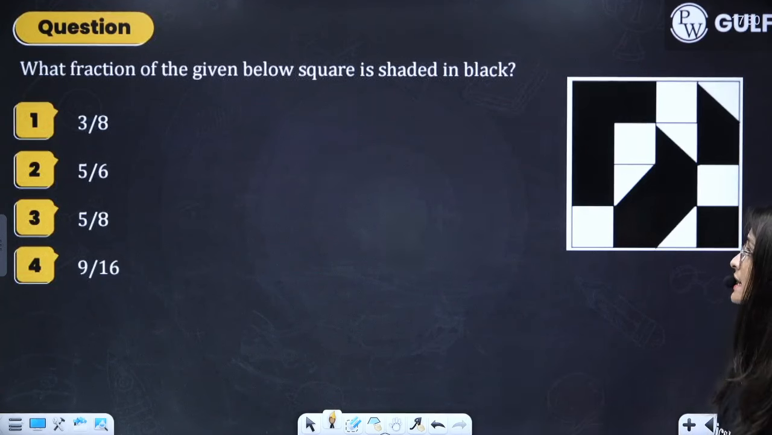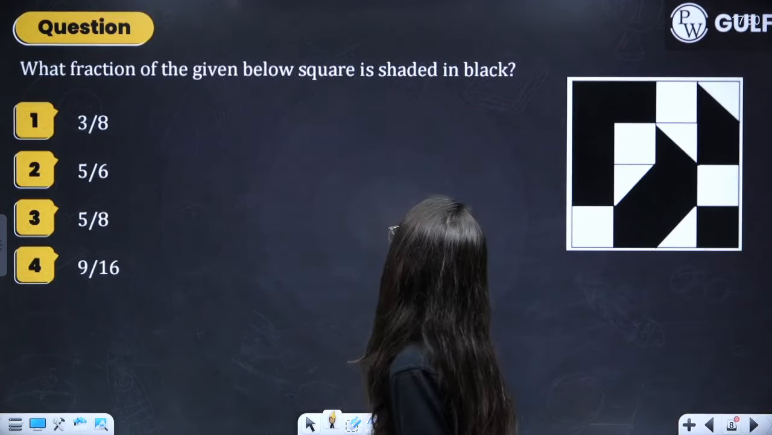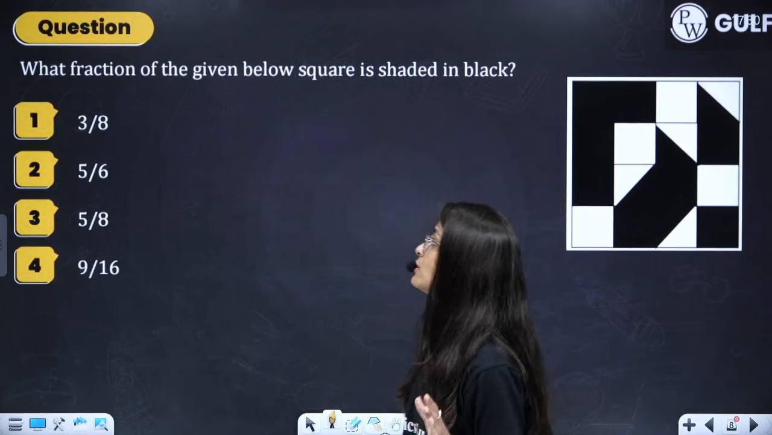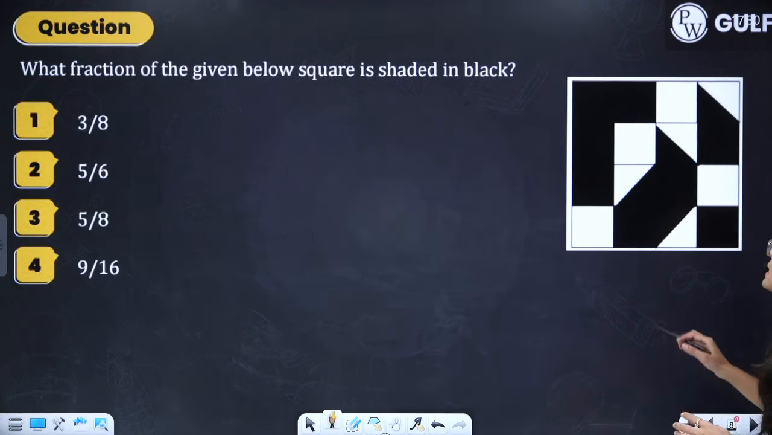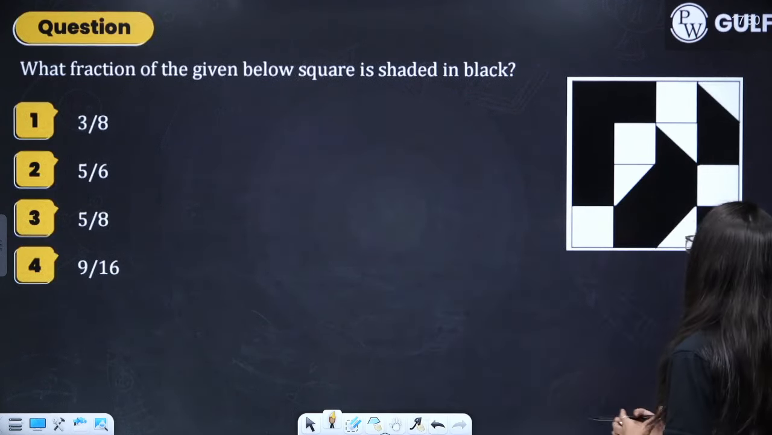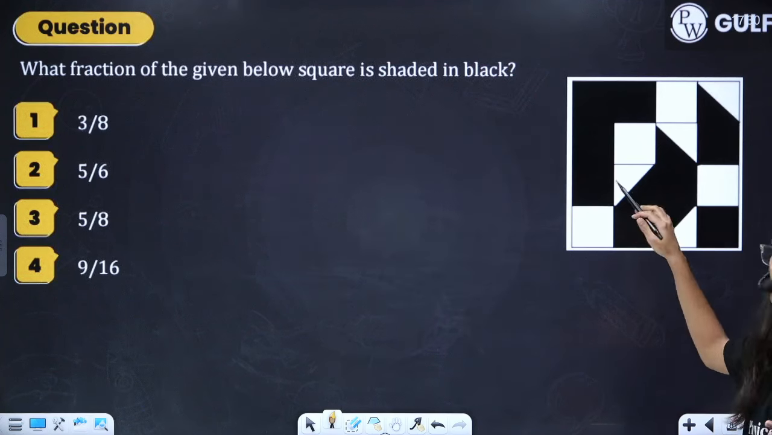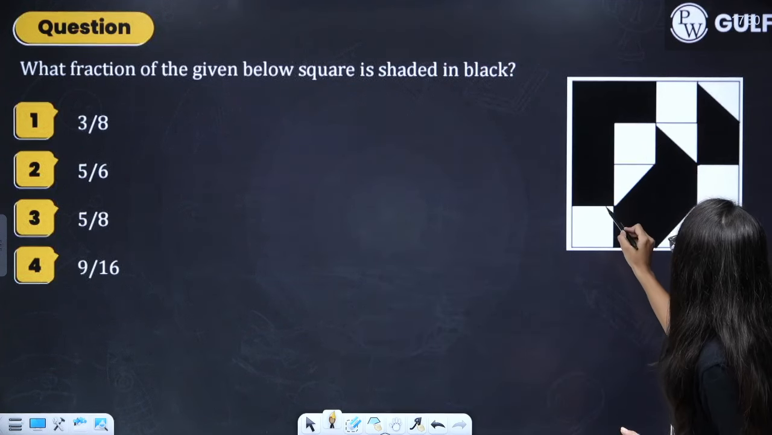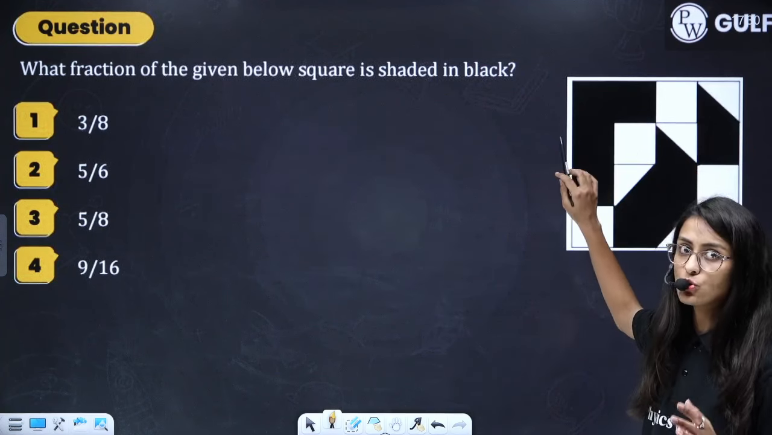Now moving to the next question, what fraction of the given below square is shaded in black? You just have to observe the figure and let me know what fraction of this figure is shaded. So let us know. See, I'll give you the hint first of all. You also try along with me. Then check it out. First of all, check the full squares on this figure, right? We can see that this figure is made up of 4 by 4, right? That means 16 squares in all.